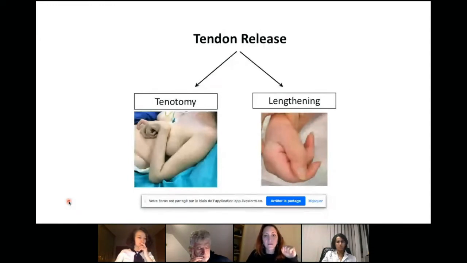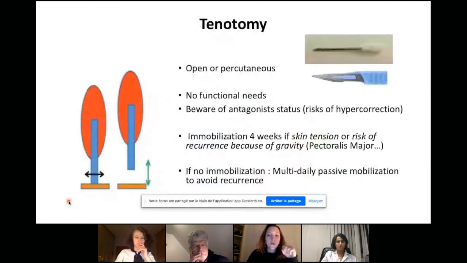The tenotomy can be performed either with an open approach or percutaneously using a needle, if the tendon is superficial, of course. We use tenotomy if there are no functional needs of the muscle that is tenotomized, but we have to be aware of the antagonist status before performing tenotomy because there is a risk of hypercorrection.